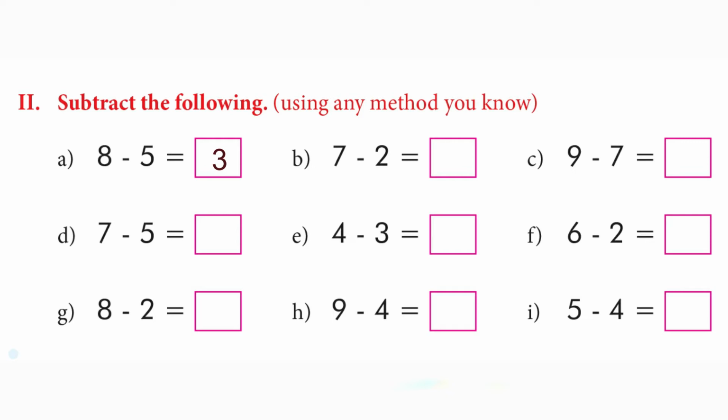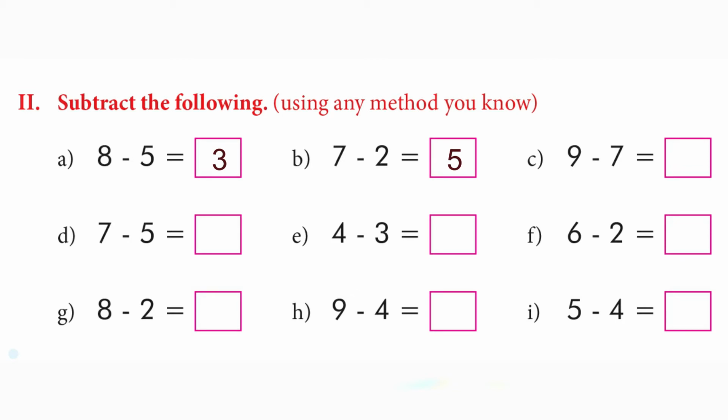Now let's do another one. That is 7 minus 2. So take out 7 fingers and we need to count 2 numbers backwards from 7. So 7, 6. How much do we have left? We have 5. So let's write down 5.